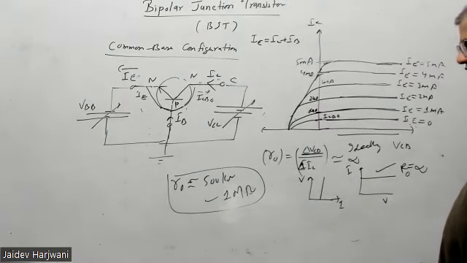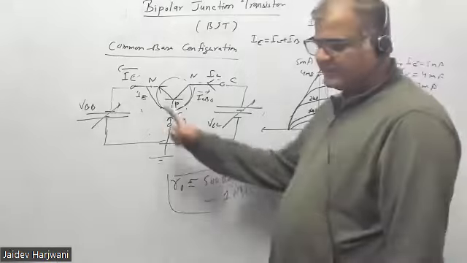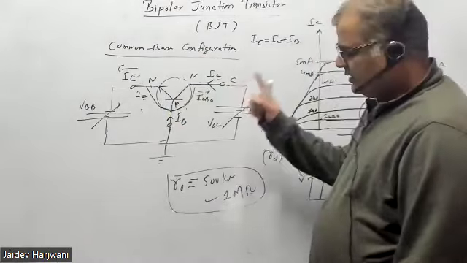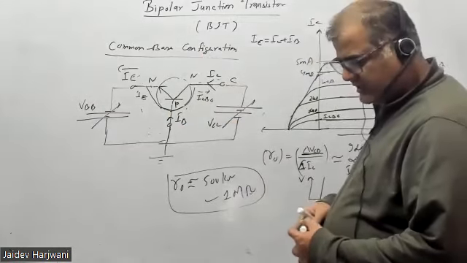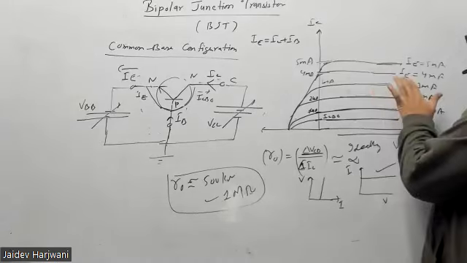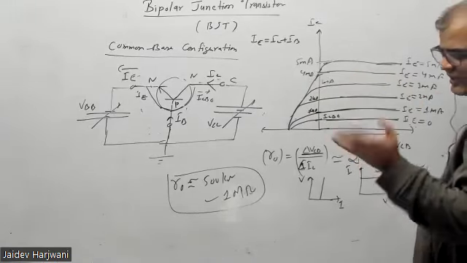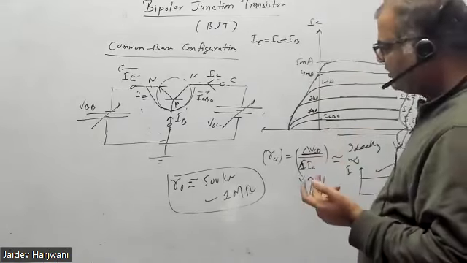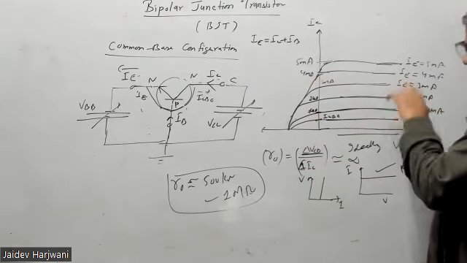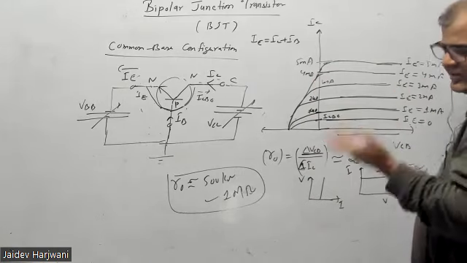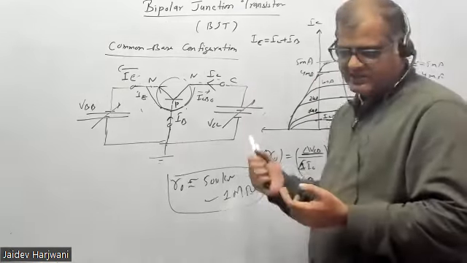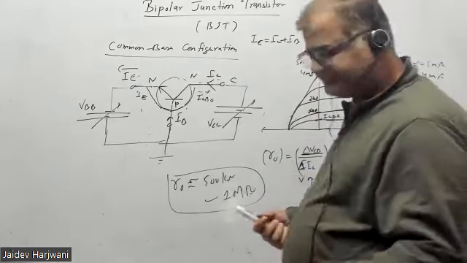So this common base configuration has low input resistance and high output resistance. Current gain, you're not getting; the input current and output current are almost the same, so current gain is less than 1, you can assume 0.99. So if current gain is not there but resistance gain is there, automatically this has some voltage gain, and power gain. That's why this device can work as an amplifier.